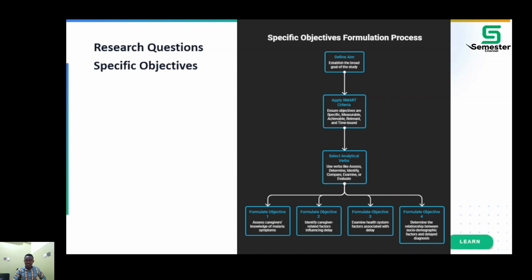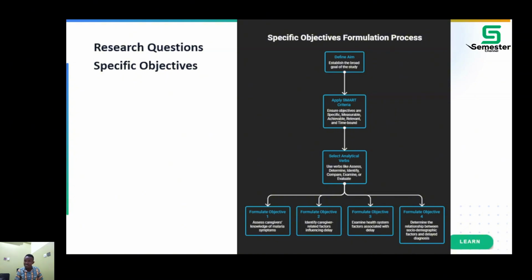So that is how specific objectives are really important to every work, okay? Because you can't answer everything together. You have to break them down and then try to answer them. By the end, you realize that you've provided an answer to the broad picture, right? Good. So that is the specific objective. Here, the second one is to identify caregiver-related factors influencing the delay of diagnosis, then examine health system factors associated with the delay, and so on and so forth, right? So once you have your main objective, you should have the specific objectives.